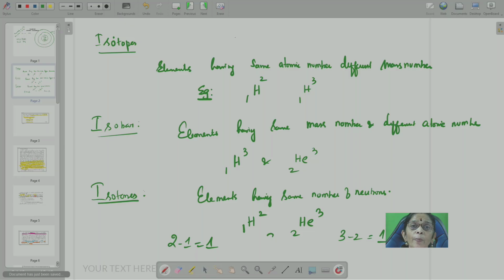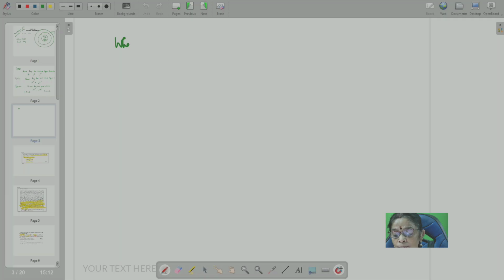So these are just the basics which you have learnt. And the next one is, what are nucleons? What are nucleons? 1 minute, children.